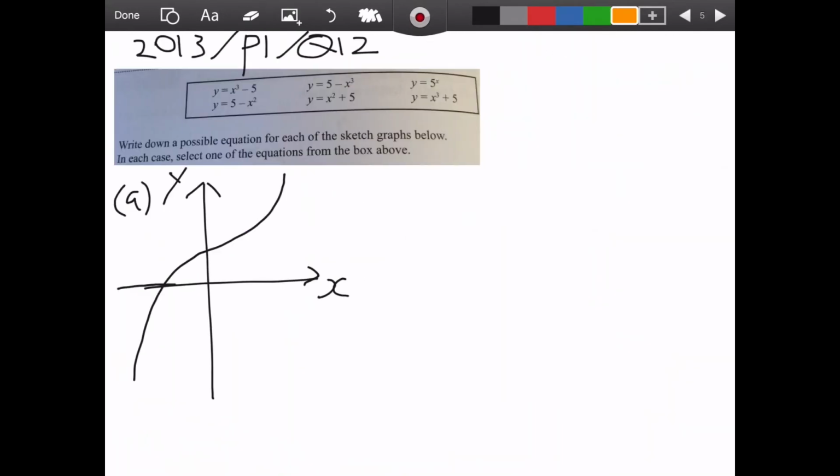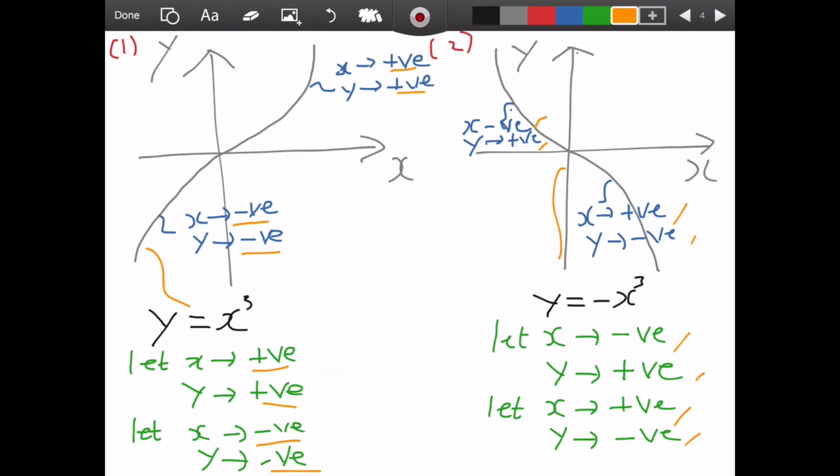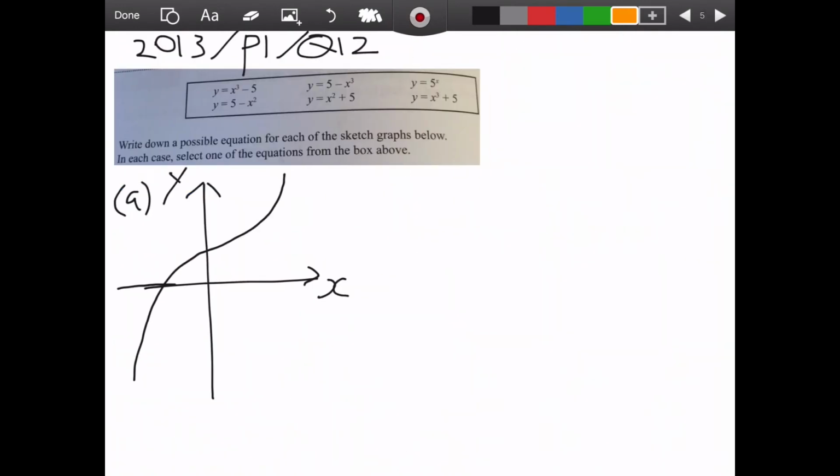Okay, coming back to the question. If you see over here, part A, there is this kind of graph as well, similar in shape to what we just saw. So we know this is an x cubed graph. But the question is whether it's a positive x cubed or a negative x cubed. It's a positive x cubed graph, right? But we don't know what the coefficient is, because it's a sketch, right?